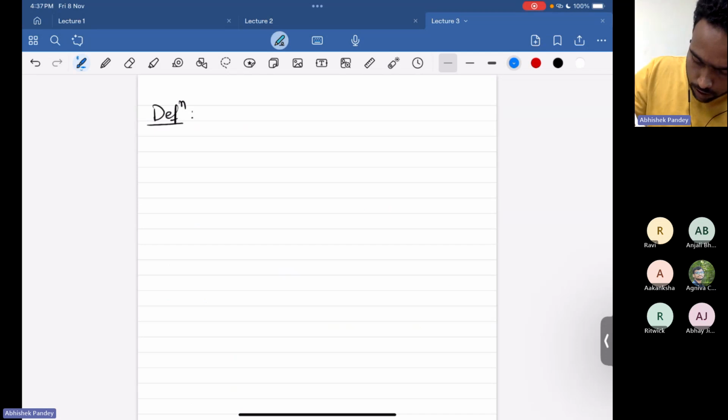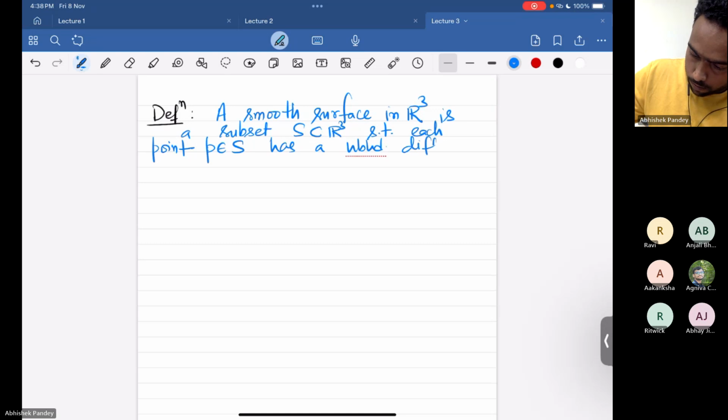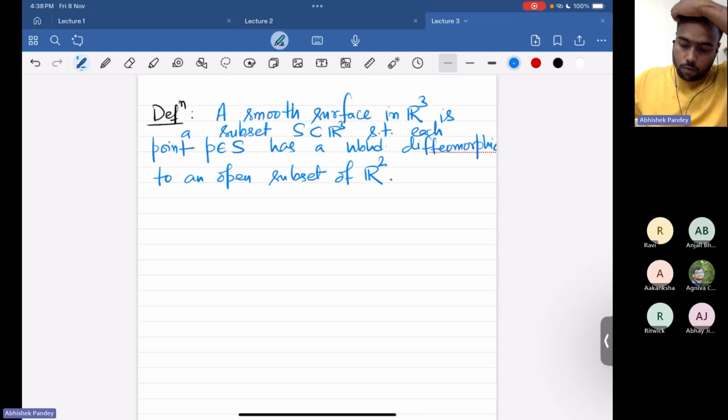By a smooth surface in R3, we mean a subset S of R3 such that each point P belonging to S has a neighborhood diffeomorphic to an open subset of R2. So locally it is diffeomorphic to an open subset of R2.